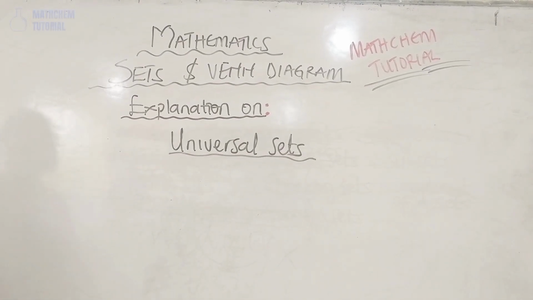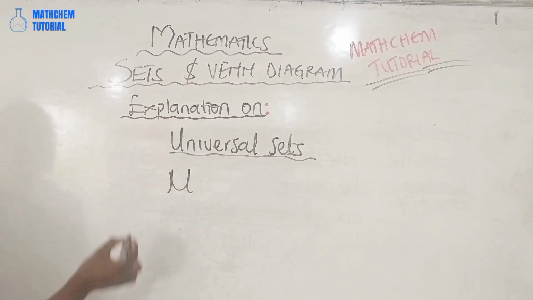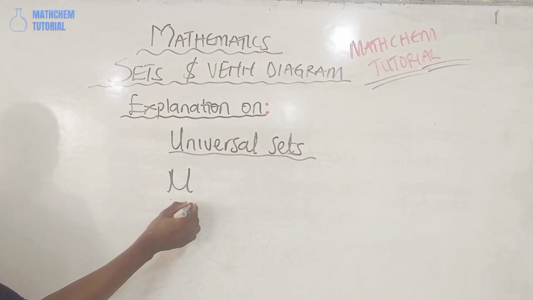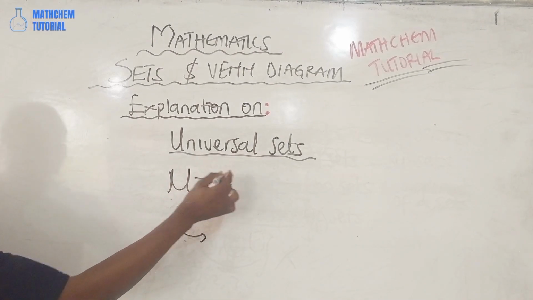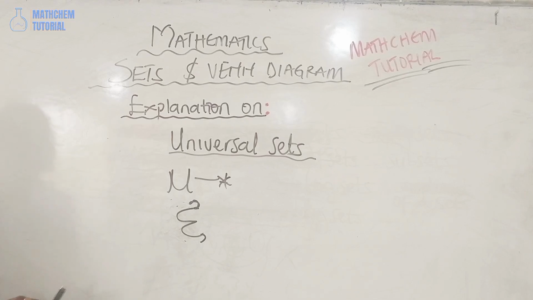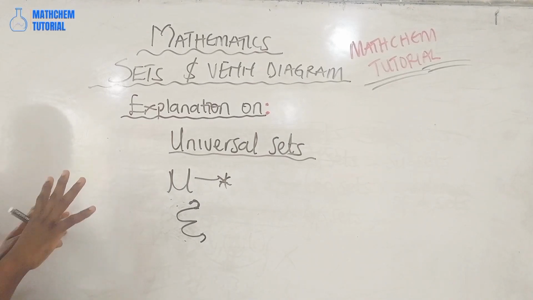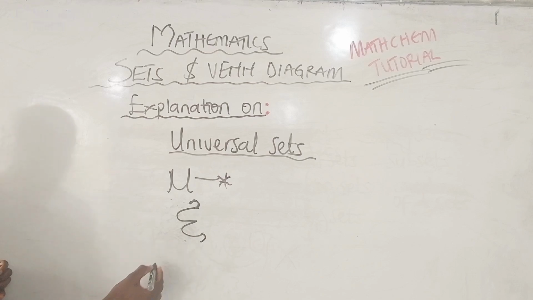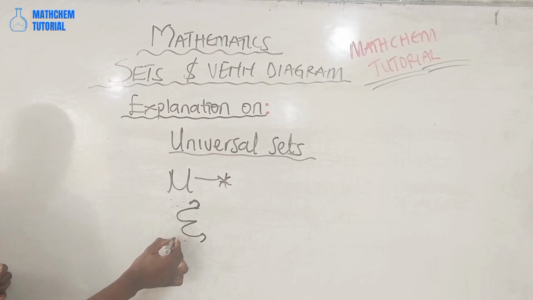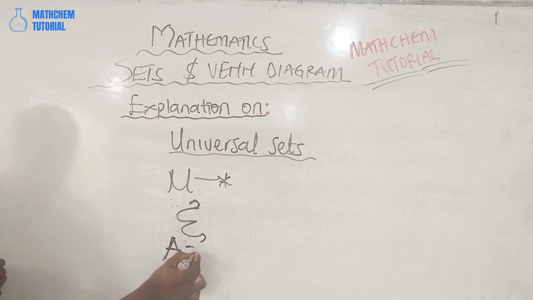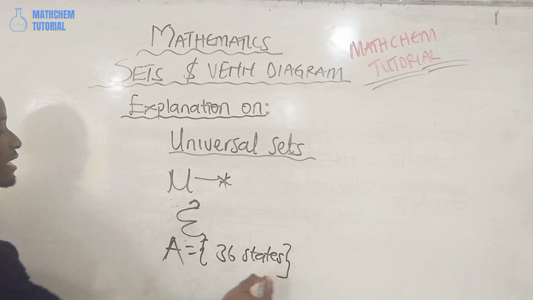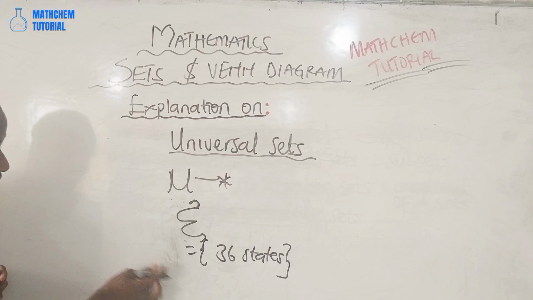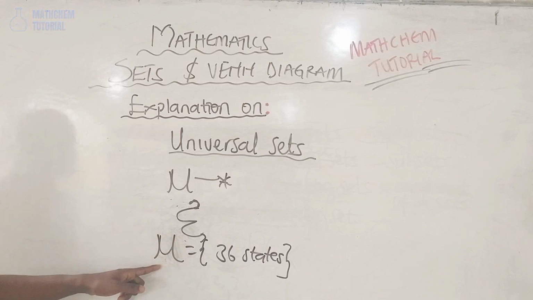Firstly, the universal set is denoted by this symbol. Some write it like this, while some also write it like this. Some people copy it somehow, but I like writing it like this. So this is a universal set. A universal set is a set that comprises all the elements. For example, if set A represents a country, and in the country we have 36 states, these 36 states will represent a universal set. Instead of writing A like this, I'd rather write it in this form. So this symbol denotes a universal set.